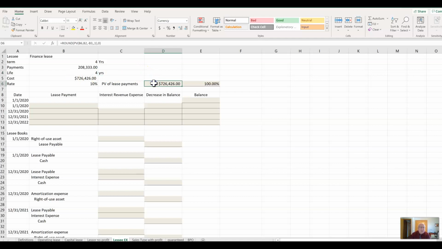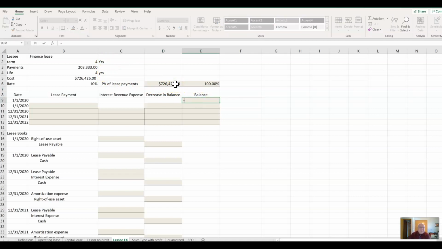This is how I calculated the value of the lease. I'll double click it so you can see it a little bit. It's equal round again, and it's the present value of the interest, which is the 10%, and B2 is the 4 years for the lease, and the payment was a negative $208,333, and it's done at the beginning of the year, and again I rounded to 0 decimals. So you can see it's 100%, so it's a capital lease.